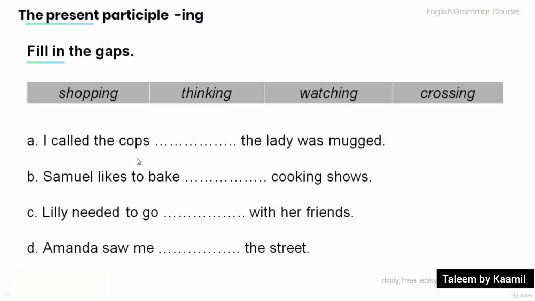A. I called the cops the lady was mugged. B. Samuel likes to bake cooking shows. C. Lily needed to go with her friends. D. Amanda saw me the street.